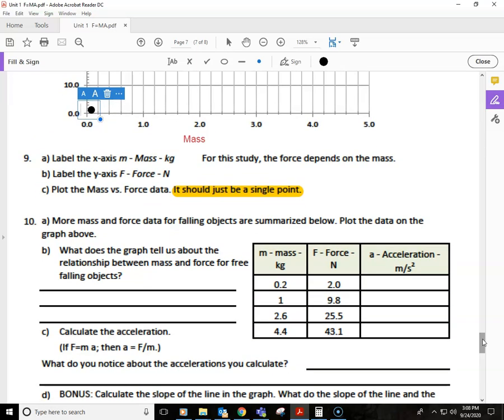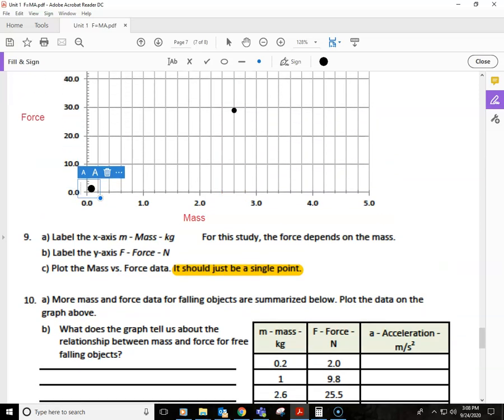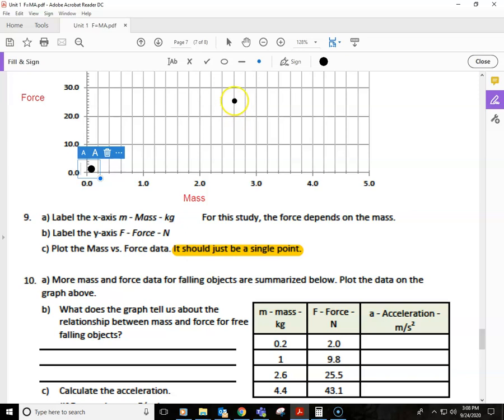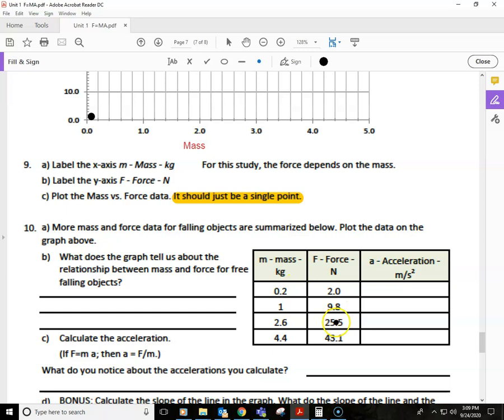But on number 10, they want you to take this data and add it to the table. Here's the mass across the bottom. Here's the force up the side. For example, let's do this one. 2.6, 2.2, 0.4, 0.6. 2.6 was 25.5. Oh, I went too far. 25.5 is about there. Okay? Mass versus force. So you're going to plot those 4 points.